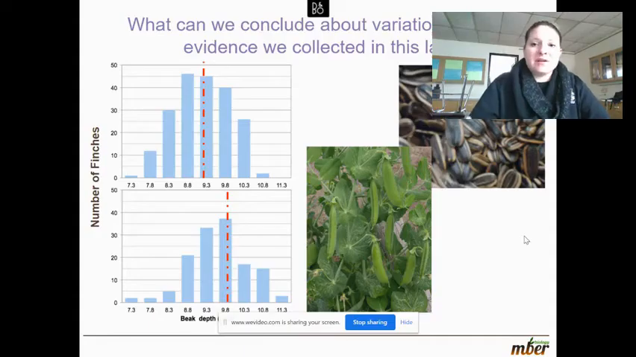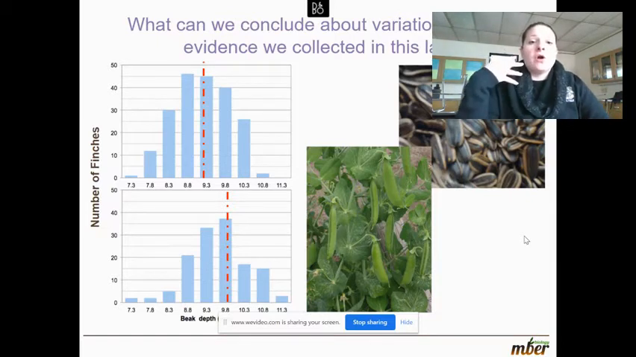Your labs, your worm eater lab and the variation lab, we should be at the point where we can now answer questions, and we've decided and learned some things about variations in populations, as well as how different variations kind of work in a population. So what can we conclude about variation from the evidence that we collected in the variation lab?